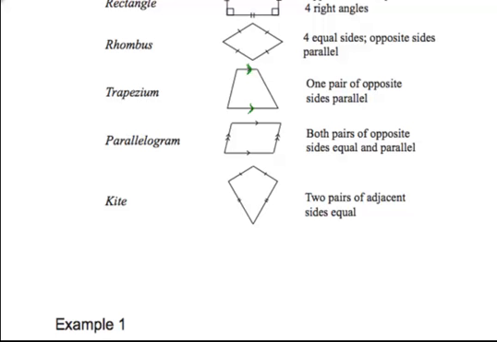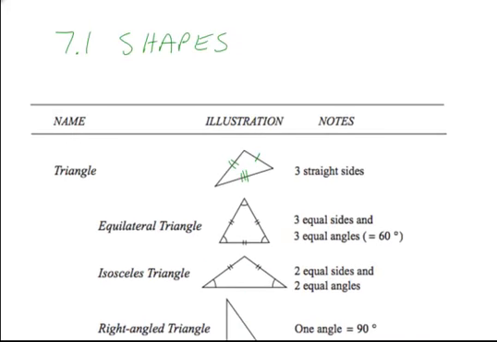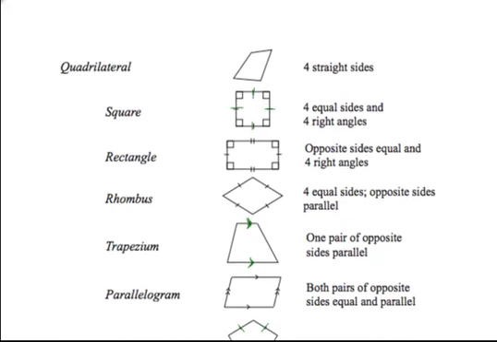Parallelogram, both pairs of opposite sides are equal and parallel. So these ones are parallel to each other and the same length. These are parallel to each other and the same length. And finally, a kite. 2 pairs of adjacent sides are equal. So this side is the same length as that side, and this side is also the same length as this side, okay? And that makes a kite. So this is a quick review of triangles and quadrilaterals.